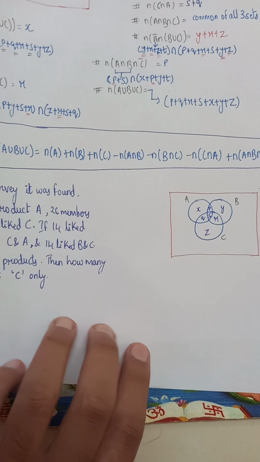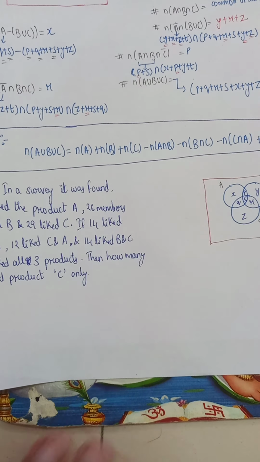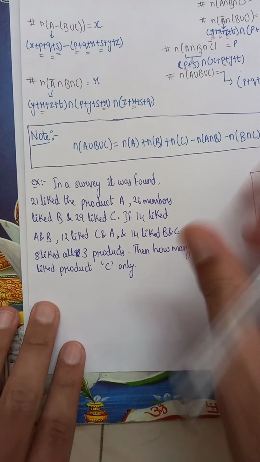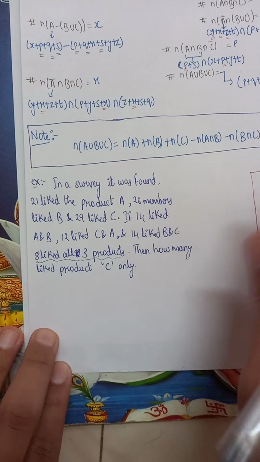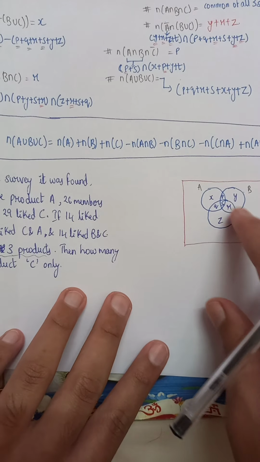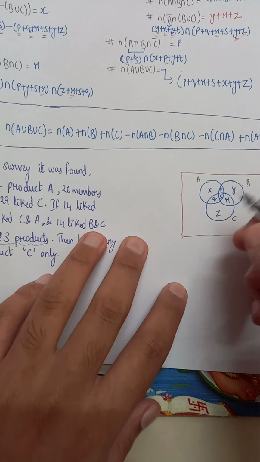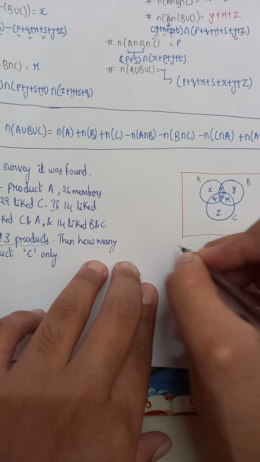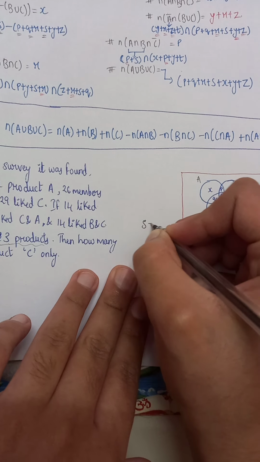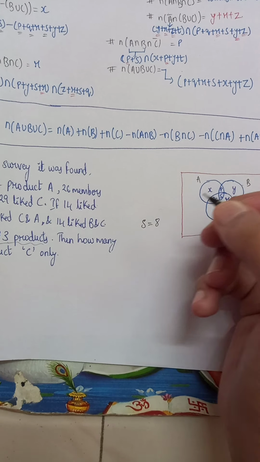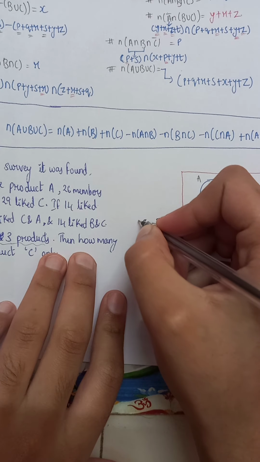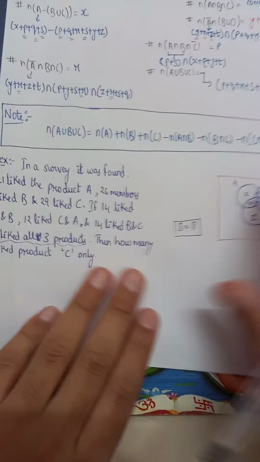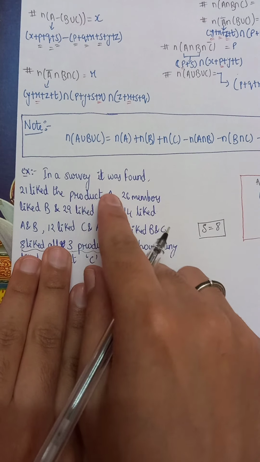According to the question, 8 liked all the three products, which means what is common in all the three sets? S is common, so therefore we come to know that S is equal to 8. Just remember this. Now let's start the question.